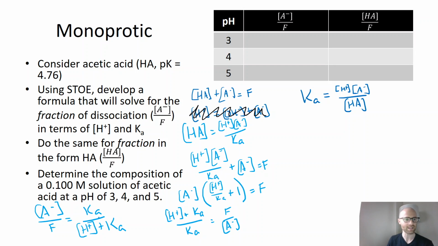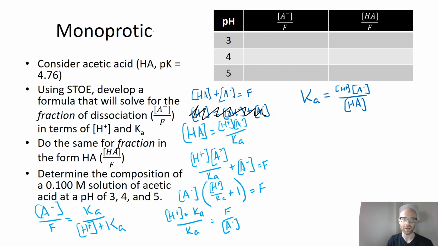I mean, the only variable there is H plus. You plug in H plus and you can solve for numbers. So I think if we have that, for the last bullet, we might as well do it now: determine the composition of a 0.1 molar solution at pH of 3, 4, and 5. But for the composition, I don't even need the formal concentration. If I'm just trying to solve for the fraction, it's always going to be divided by 0.1, or if you wanted the A minus concentration, multiply by 0.1. So I'm not going to worry about it. All you have to do is plug in. Ka is 10 to the negative 4.76.